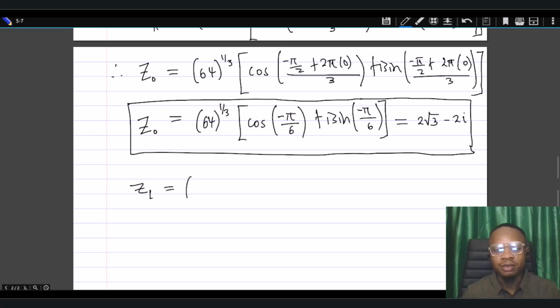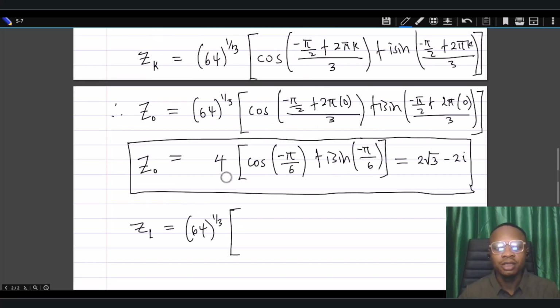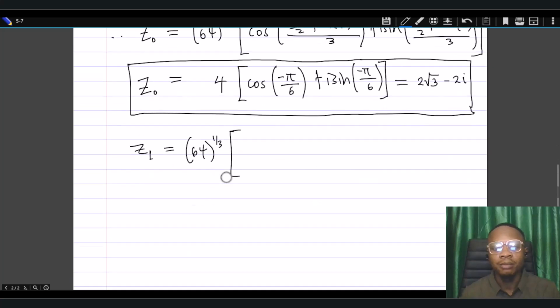So we have this to be 64 to the power of 1 over 3 into, what does that give us? So we just write 4 here directly, okay? So this is going to be 64 to the power of 1 over 3. Yeah, let's leave it here this way. So this will be cosine of minus pi over 2 plus 2 pi, okay, into, this time around we are using 1 for k, and we divide all of these again by 3.